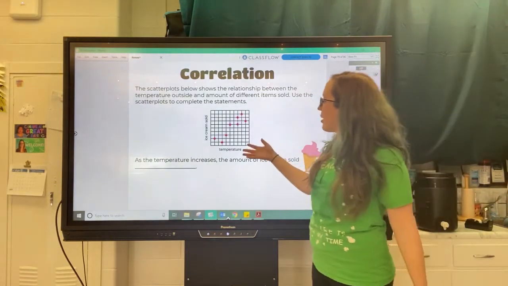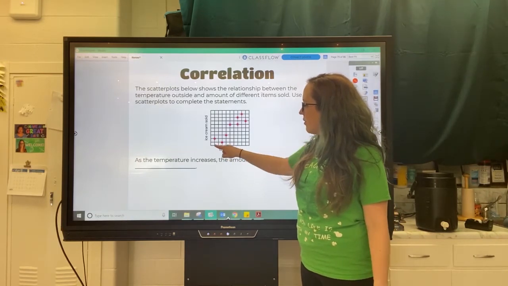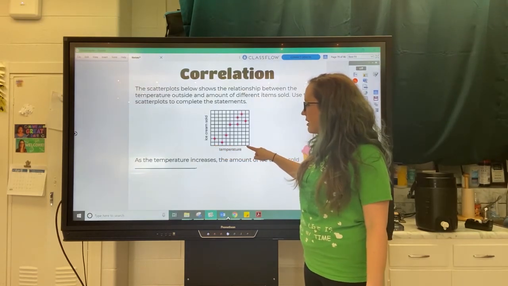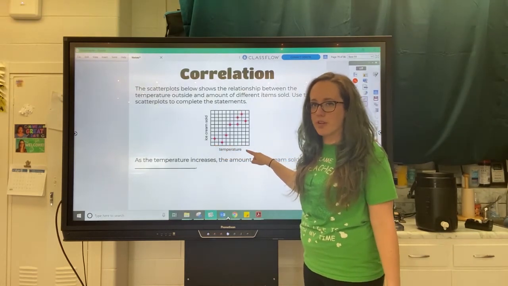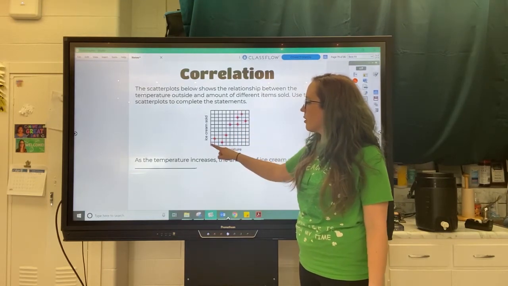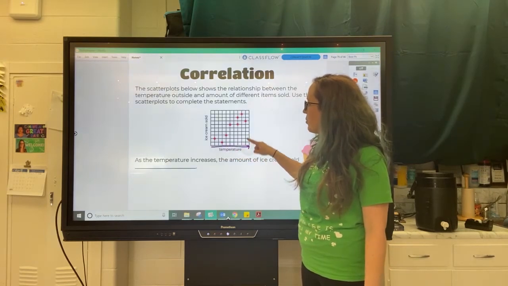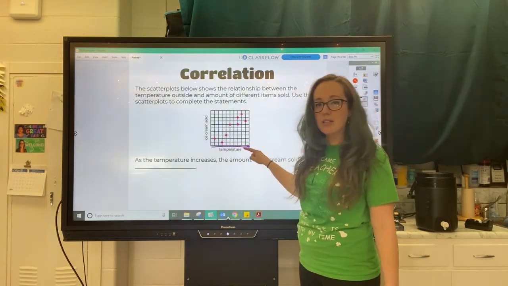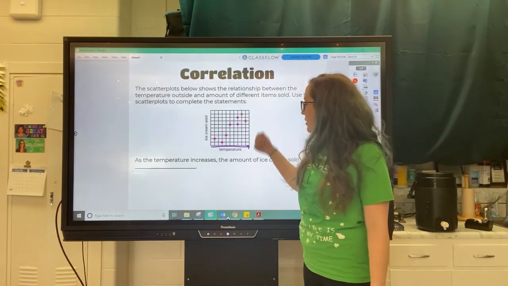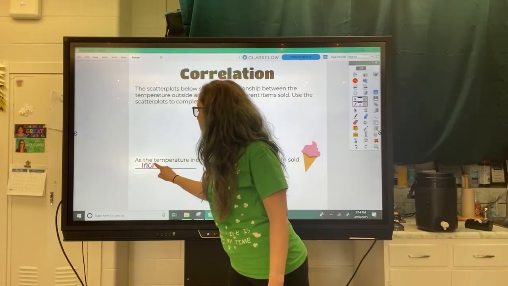So if I look at my scatterplot, this is my temperature. So down here, it's pretty cold outside. This is like winter time. And over here, it's pretty hot outside. It's like 100 degrees over here or something. And then each of these dots shows you how much ice cream was sold. So as the temperature increased, did we sell more or less ice cream? Well, we sold more ice cream. Okay, so the amount of ice cream sold increased.